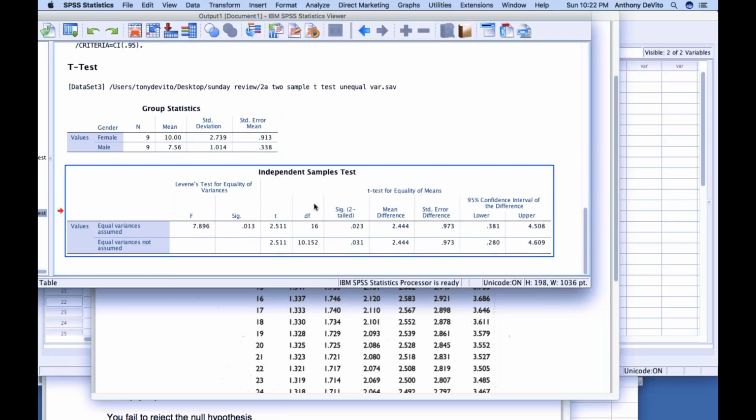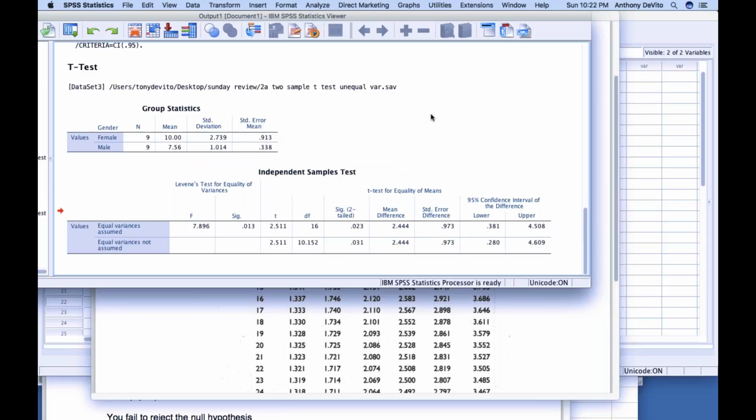So I may ask you to do a simple test like this, or I may just give you a table that you can use to interpret. But I don't think we'll be too demanding on this stuff.